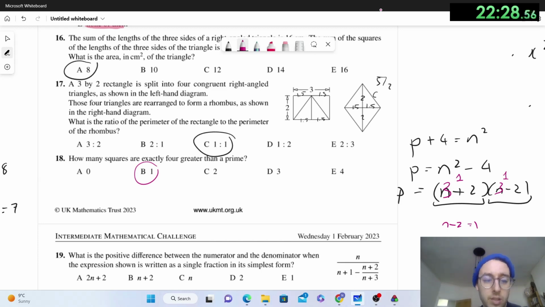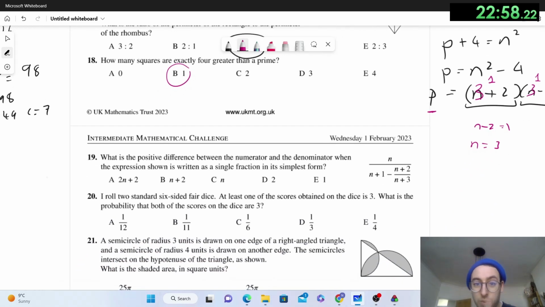Oh, wait. Wait, did I do that wrong? How many squares exactly 4 greater than a prime? N is 3. The prime. Oh yeah, okay. The prime. N is 3, the square is 9, the prime is 5. That's pretty cool. There's only one in the world, even though there's infinite primes.